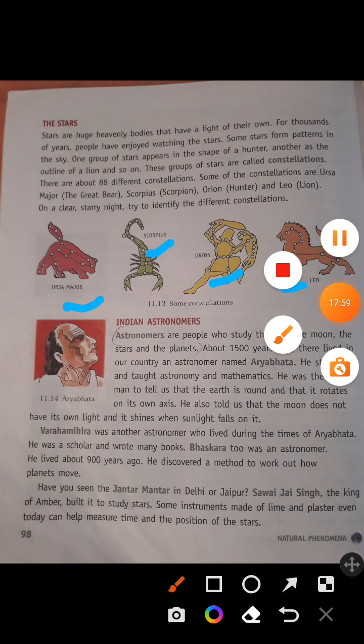So, students, if you have not seen the Jantar Mantar, visit there. You can find much knowledge and you can see some instruments made of lime and plaster that can help measure time and the position of the stars.